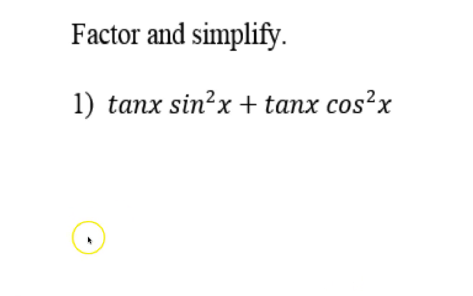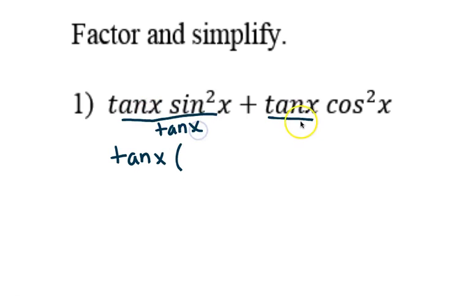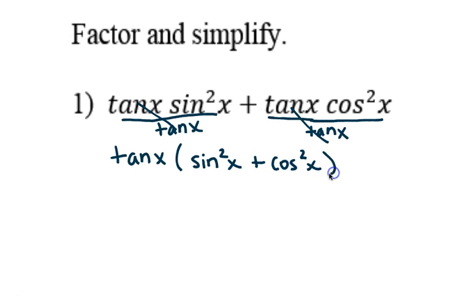Okay. Now in this next problem, it wants us to factor before we simplify. So let's find a common factor. We can see that tangent x is common between those two terms. So let's go ahead and factor it out. This would be tangent x. When I factor it out, remember it's like I'm dividing by tangent on each term. So here I'd be left with sine squared x inside the parentheses, and over here I'd be left with cosine squared x inside the parentheses.